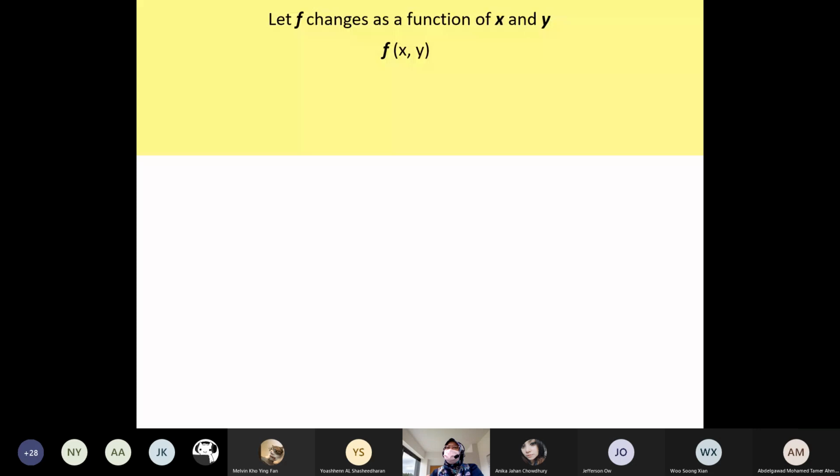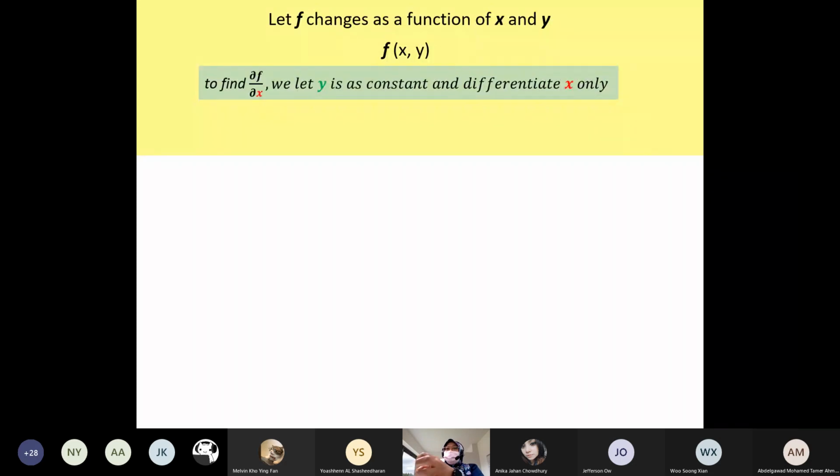So how to do the partial differentiation? Let's say you have f. f here is a function. In this lecture, I denote f as the function. Let's say I have a function of x and y, so it depends on the value of x and y. In order to find df over dx, we let y be a constant and we differentiate x.